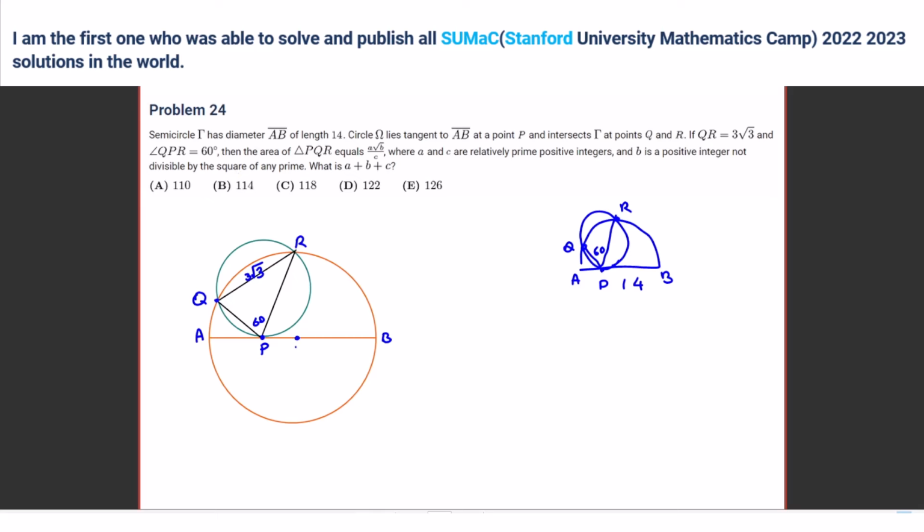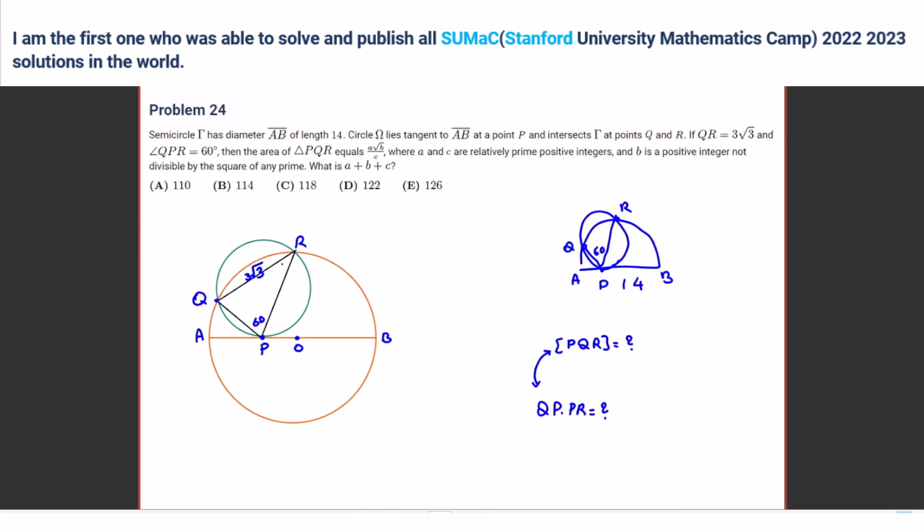It says the area of PQR equals this, so we should calculate the area of PQR, right? We have different formulas for the area of a triangle. If we can find the other side lengths, for example QP and PR, it would be solved, right? Because it's 1/2 sine 60 times this one times this. There are different ways.